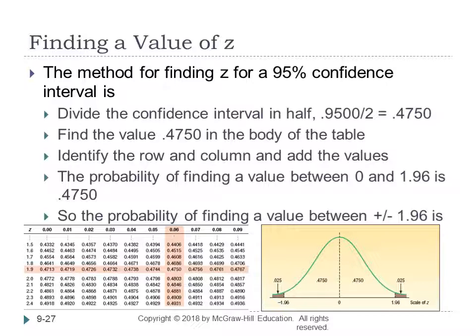The first 2 digits you get from the row, which is 1.9, and the column here is 0.06, so the z value that we want is 1.96. A z value of 1.96 will give you the area that you need, 95% for the confidence interval. This is the value that you need to substitute if you are constructing a 95% interval: a z value of 1.96.